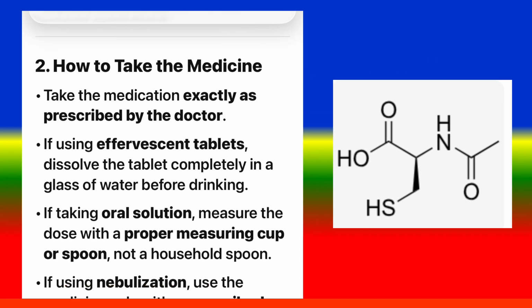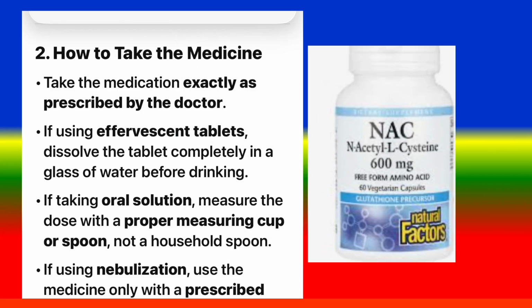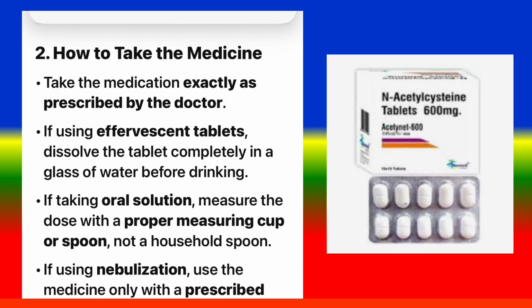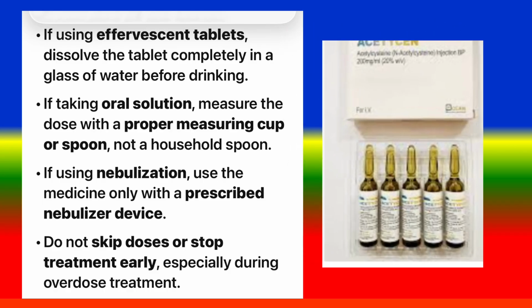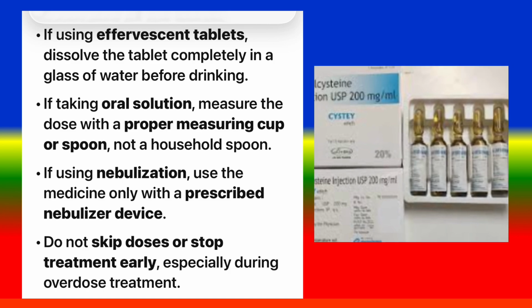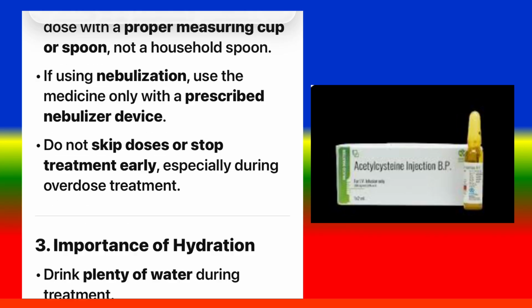2. How to take the medicine. Take the medication exactly as prescribed by the doctor. If using effervescent tablets, dissolve the tablet completely in a glass of water before drinking. If taking oral solution, measure the dose with a proper measuring cup or spoon, not a household spoon. If using nebulization, use the medicine only with a prescribed nebulizer device. Do not skip doses or stop treatment early, especially during overdose treatment.